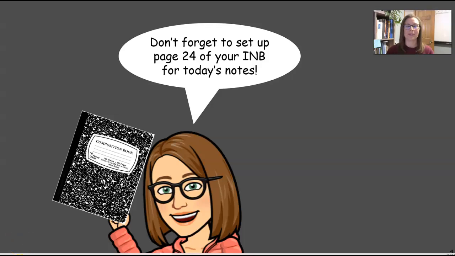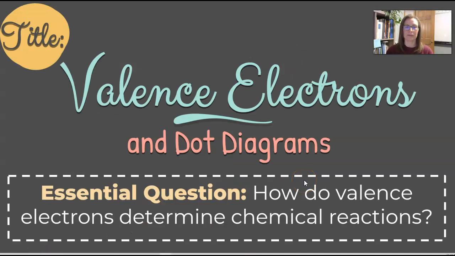Welcome back, everyone. These are our last set of notes before our winter break. These notes are going to go on page 24 of your interactive notebook. The title for these notes is Valence Electrons and Dot Diagrams. The essential question is, how do valence electrons determine chemical reactions?